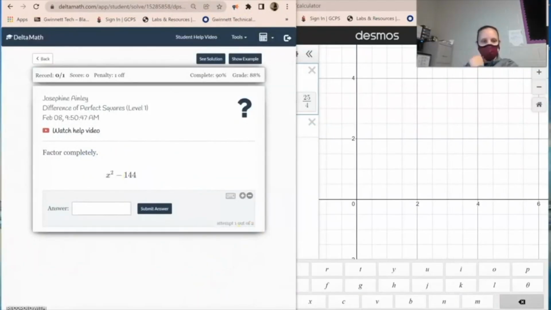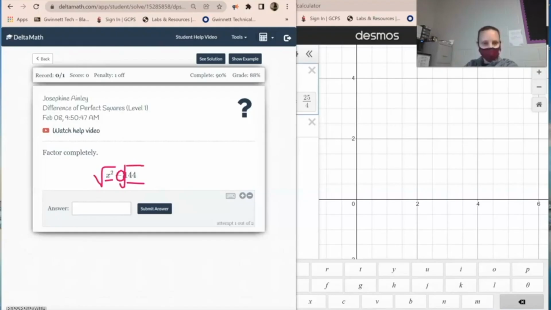Difference of squares. This only works if you have two terms. So this is the first one, this is the second one, and they're separated by a negative. If they're separated by a positive, it will not work. But if you have two terms separated by a negative, and you can take the square root of the first one, and you can take the square root of the second one, then your answer is the square root of these two things, plus and minus.